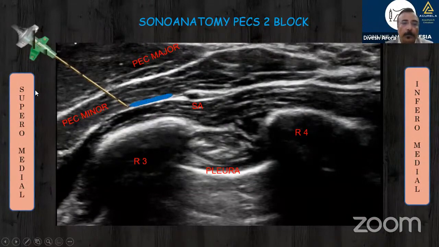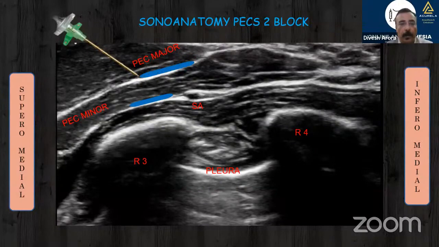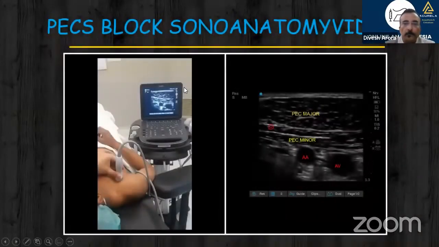So coming on to the sonoanatomy, this is the third and the fourth rib. The needle is going to come from superomedial to inferolateral direction. Initially, we do the PEC2 block between pec minor and the serratus anterior. We inject 20 mL of the drug, that is 0.375% ropivacaine or 0.25% bupivacaine. Then we withdraw the needle and come back again to deposit between pec major and minor, thereby blocking the medial pectoral and the lateral pectoral nerves. Here the volume used is 10 mL of 0.375% ropivacaine. So this is how we do the block.